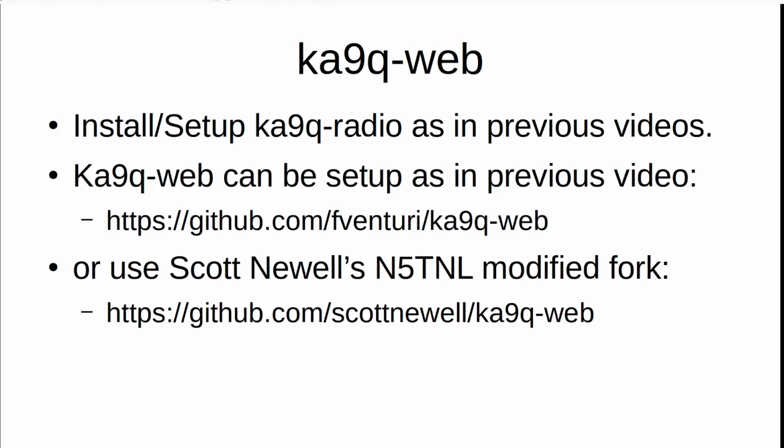KA9Q Web, which we've been using in this series, is installed as it was in the previous videos on the server, and KA9Q Web can be set up as in the previous videos. There are two versions of KA9Q Web available now. Franco Venturi's original, which we discussed in previous episodes, and Scott Newell N5TNL has forked that and added a bunch of really cool new features. His is available on github.com/ScottNewell/KA9Q Web. For this demonstration, I've installed Scott's version and we'll be using that for the demonstration.